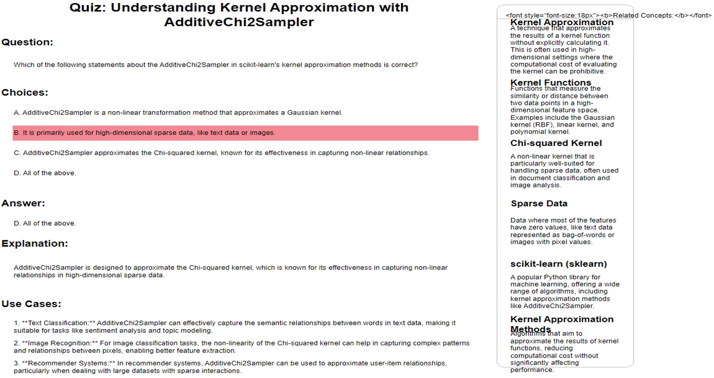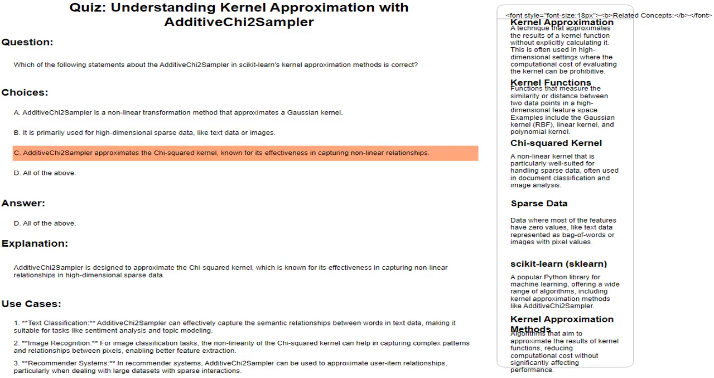2. Image recognition. For image classification tasks, the non-linearity of the chi-squared kernel can help in capturing complex patterns and relationships between pixels, enabling better feature extraction.